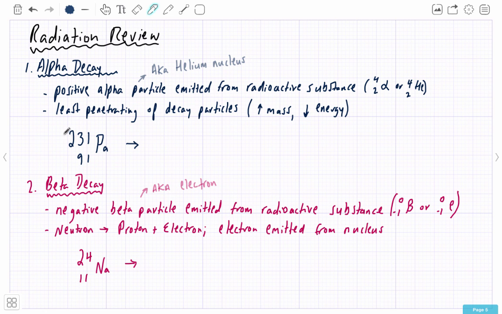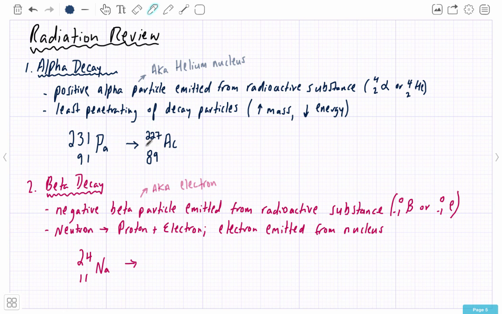So if we want to show alpha decay in an equation, right here I've set up an equation, protactinium 231. Protactinium has an atomic number of 91, and so we know that since we're losing 2 from our atomic number, we're going to be going down to 89. And if we look on our periodic table, that turns out to be actinium, which is Ac. And we need to lose 4 from the mass, and so this will now become actinium 227.